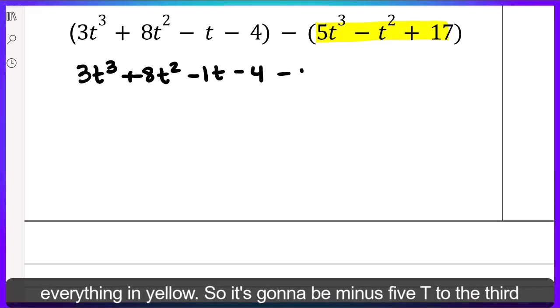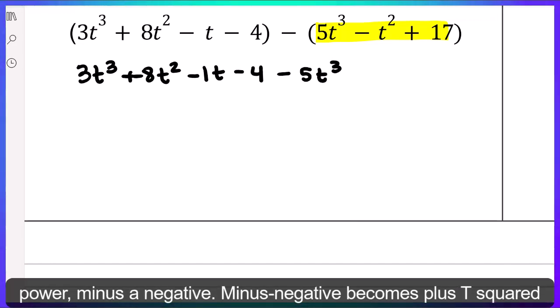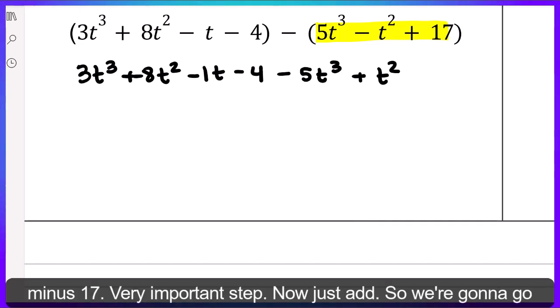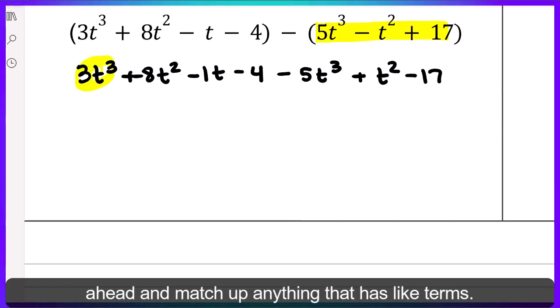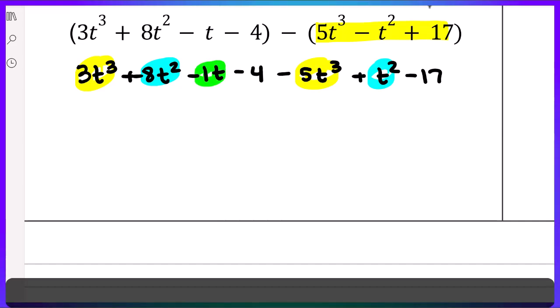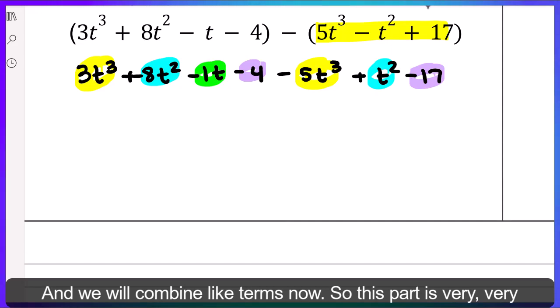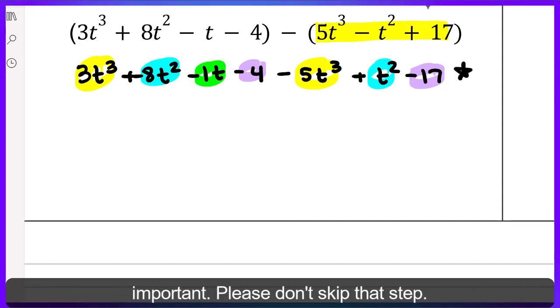So it's going to be minus 5t to the third power minus a negative. Minus negative becomes plus t squared minus 17. Very important step. Now just add. So we're going to go ahead and match up anything that has like terms. And we will combine like terms now. So this part is very, very important. Please don't skip that step.